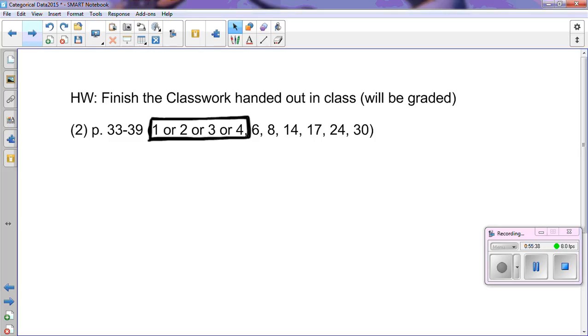And it depends on whether you did 1, 2, 3, or 4. It could be a bar graph, a contingency table, pie chart. I'm not sure what the other options are. Okay? I don't want you to make one. I want you to find one that already exists. Okay? And then the rest of them are just problems I want you to answer. Okay? All right.